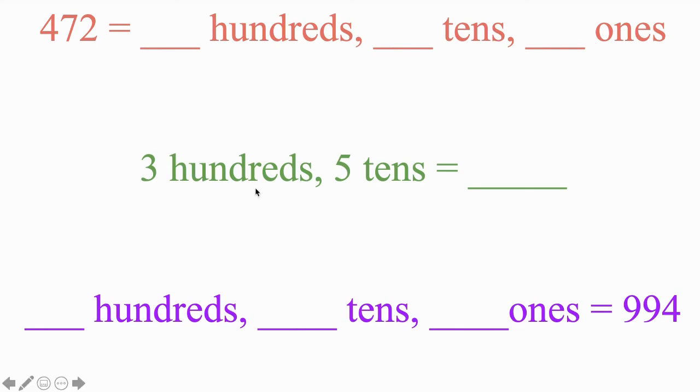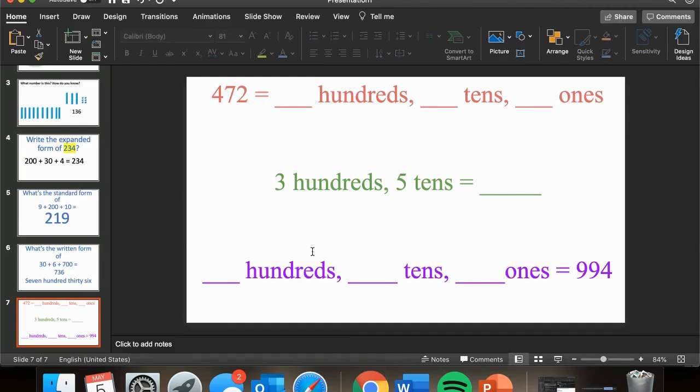Okay, now for the green part of this. You have 3 hundreds and 5 tens. What number is that? In standard form, what number is that? Write it here. All right, and lastly, in the purple spot, we have blank hundreds, blank tens, and blank ones. And that's going to equal the same thing as 994. So remember, what's on this side of the equal sign has to be the same on this side, okay? So how many hundreds are in 994? How many tens are in 994? And how many ones are in 994? Pause the video so you can figure this out, y'all.